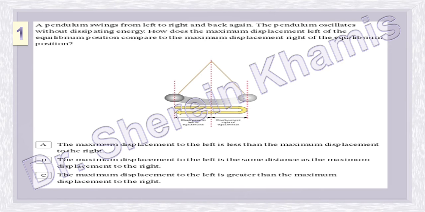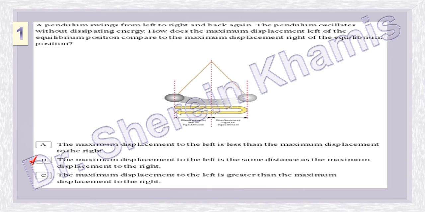So the right answer: the maximum displacement to the right is the same distance as the maximum displacement to the left. So the right answer will be letter B. I think it's an easy question, and you must understand that we go left or right to the maximum point and lose all the energy, and return again to get energy from the origin point, then go again to the right position and lose all the energy, and return to the origin point again.